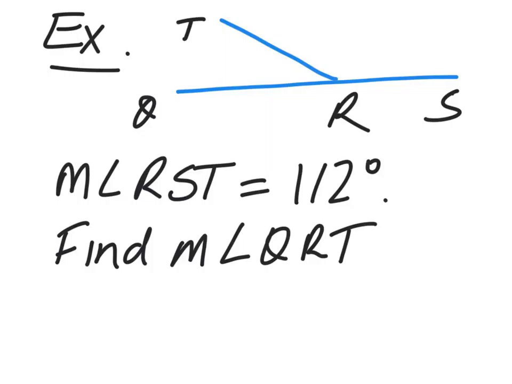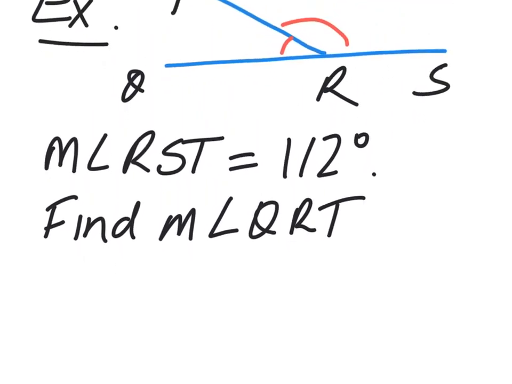Okay, this one. So we have Q, R, S, and T. We have two smaller angles, which is this one and this one here, and together they make up the big one. Now, if you look at QRS, that's a straight line, which is 180 degrees. So that means that QRT and TRS, when those two angles are put together, they make up the straight line for us. So those two angles together add up to 180 degrees.